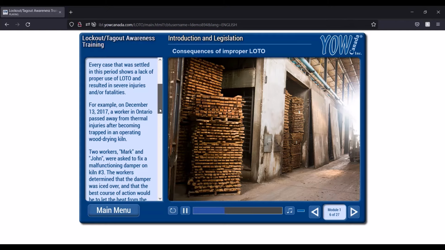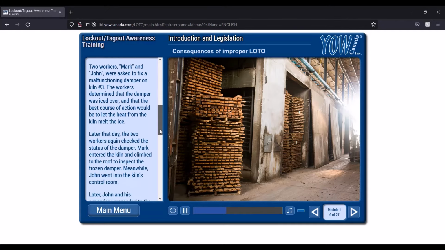2 workers, Mark and John, were asked to fix a malfunctioning damper on kiln number 3. The workers determined that the damper was iced over and that the best course of action would be to let the heat from the kiln melt the ice. Later that day, the 2 workers again checked the status of the damper. Mark entered the kiln and climbed to the roof to inspect the frozen damper. Meanwhile, John went into the kiln's control room.